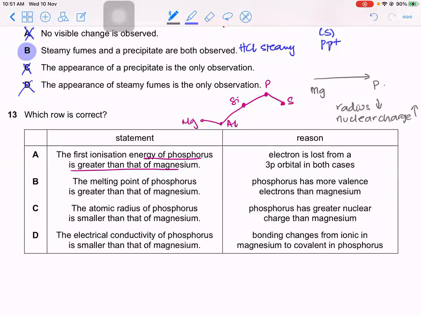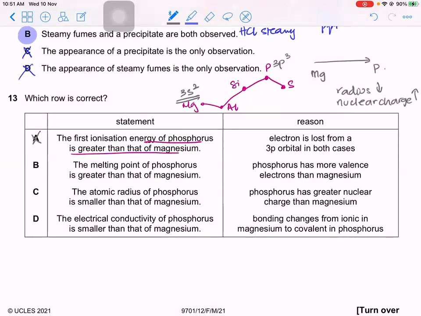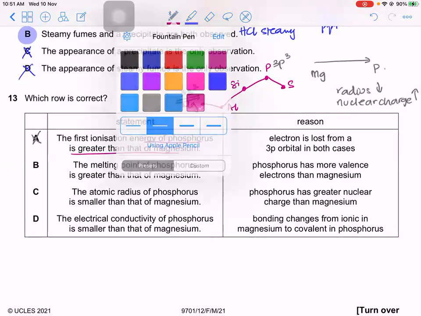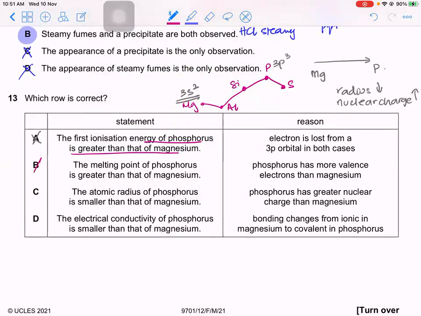Let's see our explanation. Electron is lost from 3p orbital in both cases. No, that's not true. Magnesium loses from 3s2 and phosphorus loses from 3p3. Not true. Melting point of phosphorus is greater than that of magnesium. That is not true to begin with. Magnesium has a higher melting point than phosphorus.